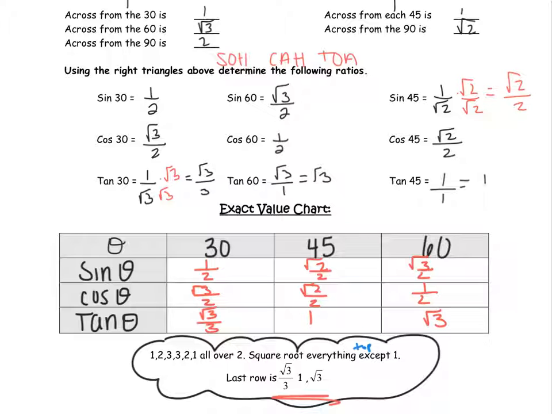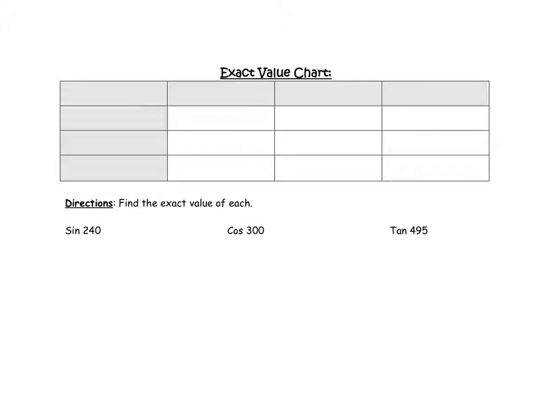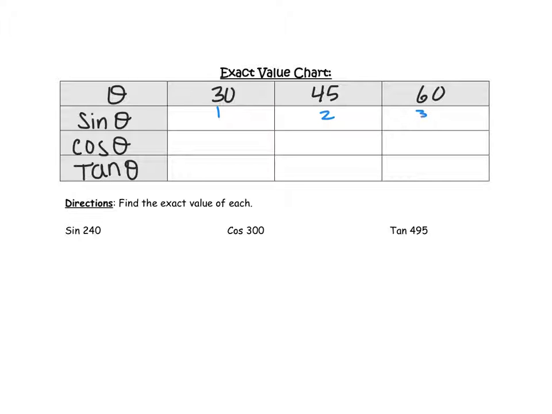So it helps. Let's make the chart one more time. All right. So we've got theta here. We've got sine theta, cos theta, tangent theta. Angles go in order, 30, 45, and 60. So let's recall how to do it. 1, 2, 3, 3, 2, 1, all over 2.